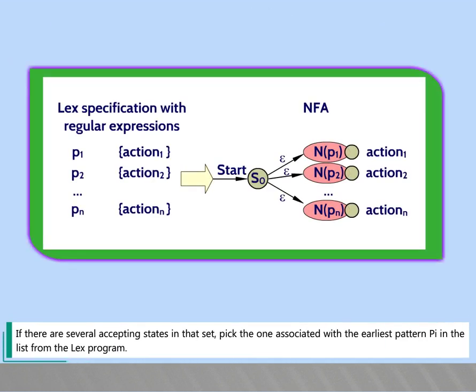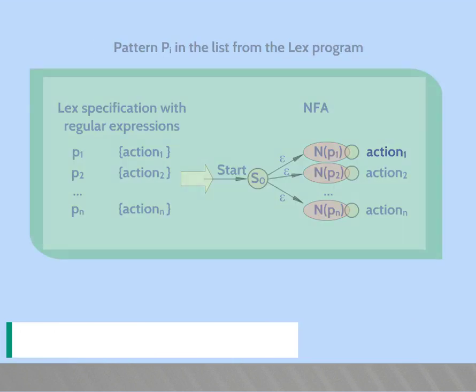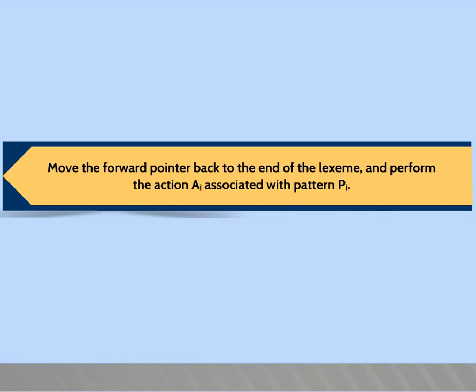If there are several accepting states in that set, pick the one associated with the earliest pattern Pi in the list from the Lex program. Move the forward pointer back to the end of the lexeme and perform the action Ai associated with pattern Pi.